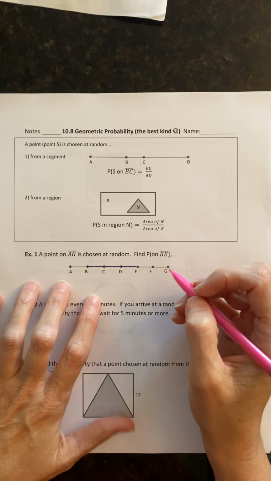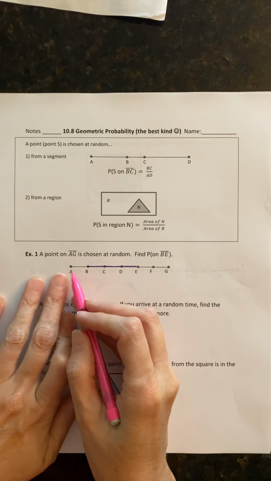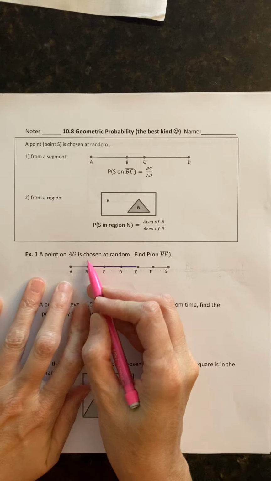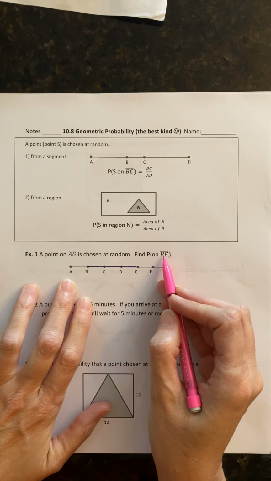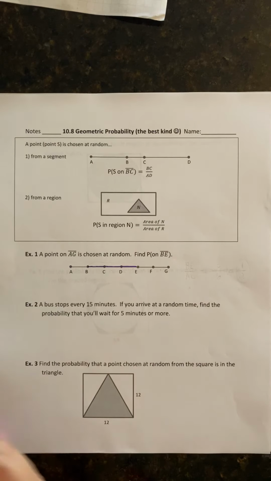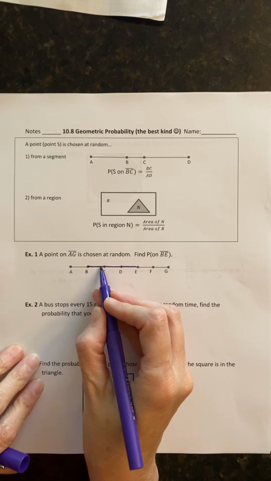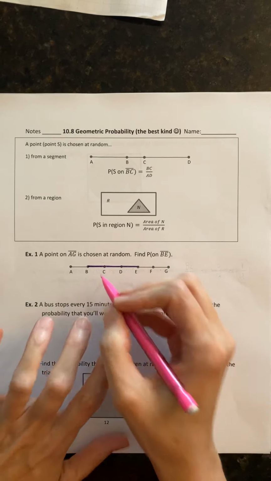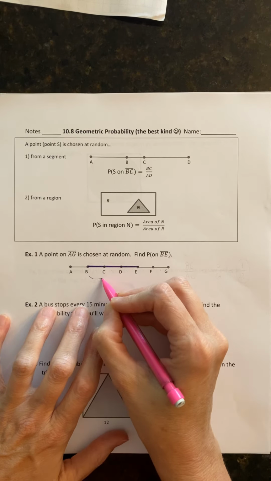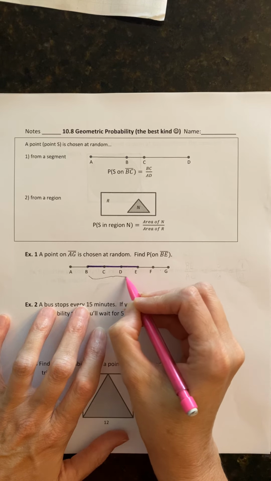Question number 1 says, a point on segment AG, the whole segment, is chosen at random. They want us to find the probability that that point chosen at random is on segment BE. So segment BE is right there. That's the part. That would be the successful outcome, or the favorable outcome, I think is what they use.